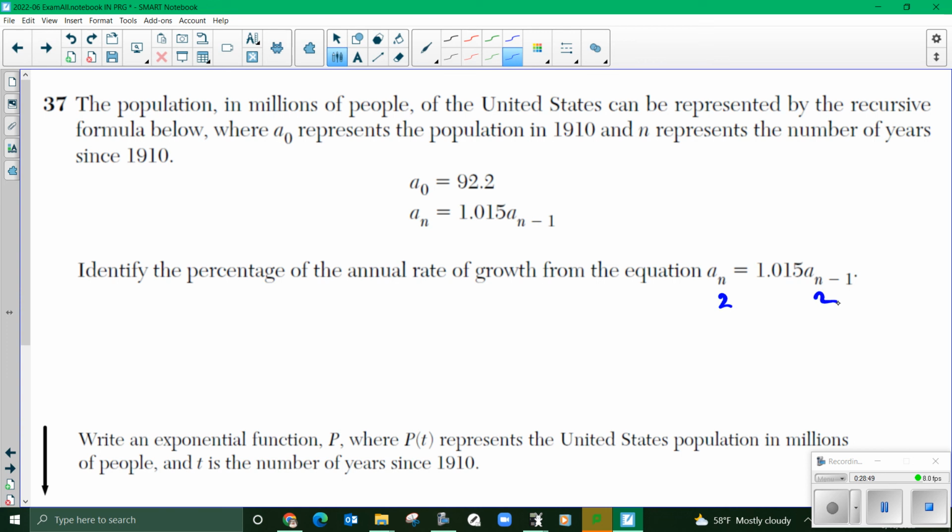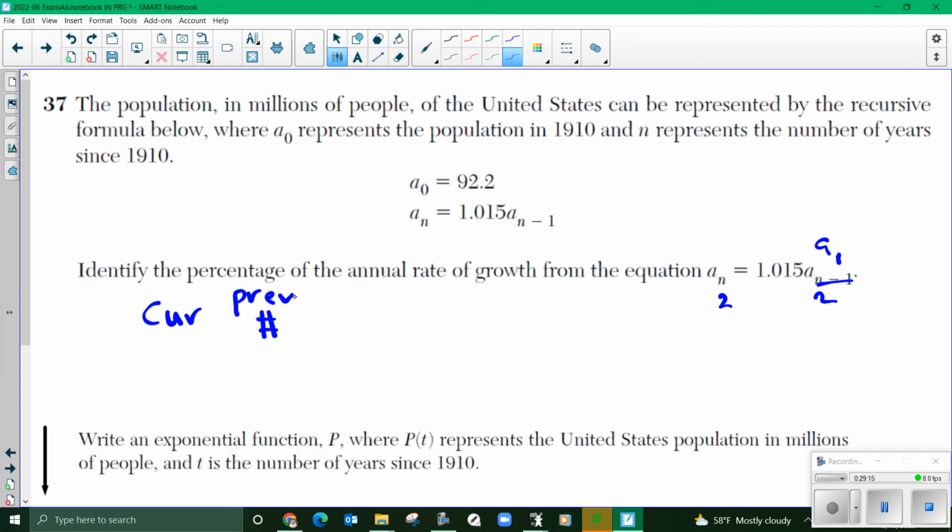Hopefully, you can see that if I'm trying to find A of 2, let's say, well, then I put a 2 here. 2 minus 1 is 1. I need to use the previous value. I need to use A of 1 in order to find A of 2. Okay? And what I'm doing to A of 1 is I'm multiplying it times 1.015. So I take my previous number, okay, whatever it is. If I want the current number, I take the previous number.